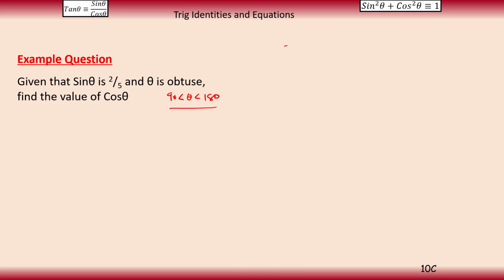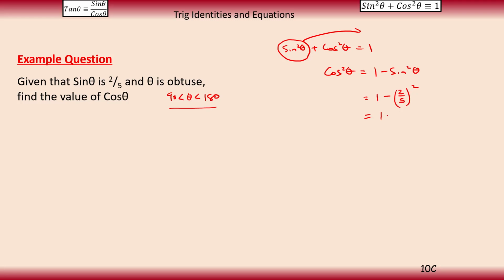So back to my identity. Sine squared theta plus cos squared theta is equal to 1. That means cos squared theta is equal to, if I float my sine squared theta over the equal sign, it becomes minus, so 1 minus sine squared theta. I can now sub for sine. So that's going to be 1 minus 2 over 5 squared. So that's going to be equal to 1 minus 4 over 25. Now, I want to subtract, so 1 is equal to 25 over 25 minus 4 over 25, which leaves me with 21 over 25. But that's cos squared theta.